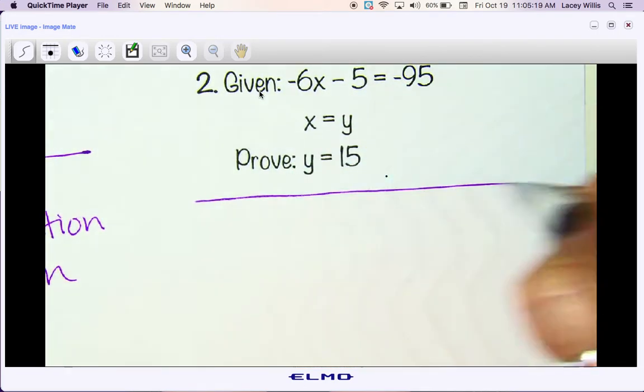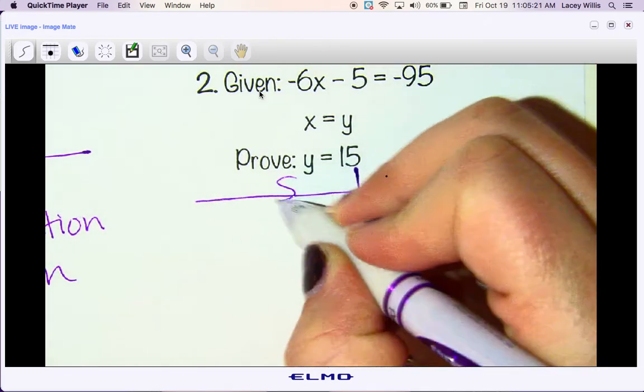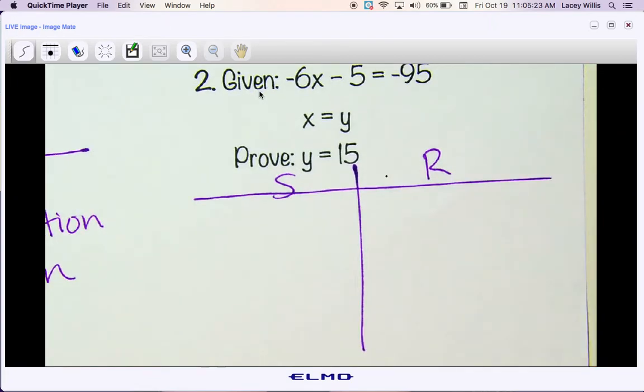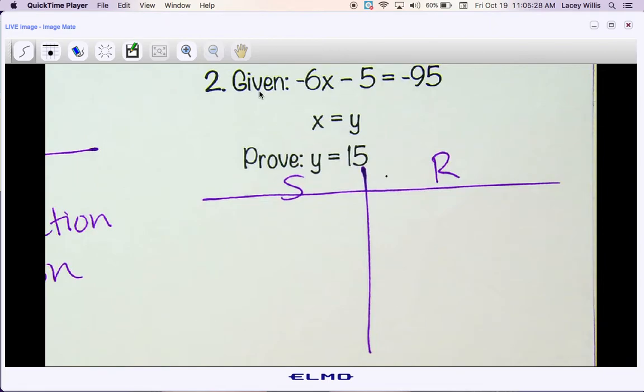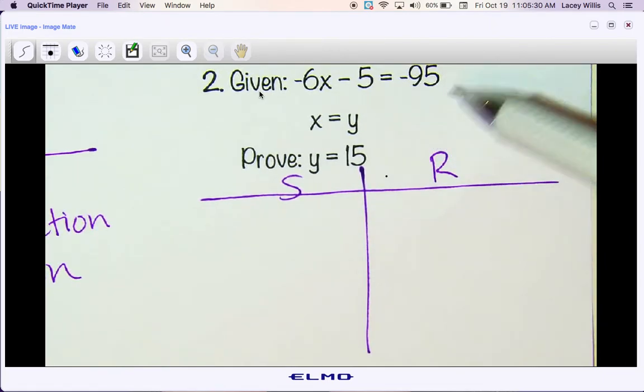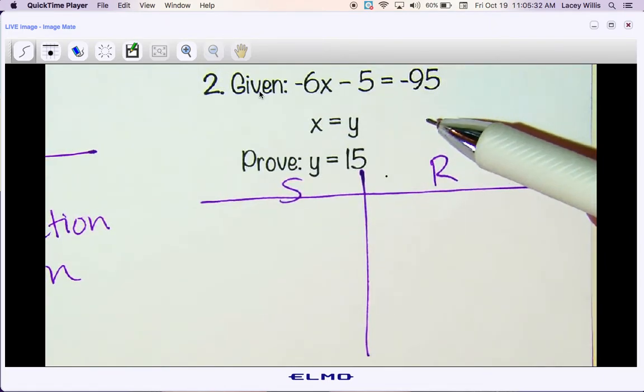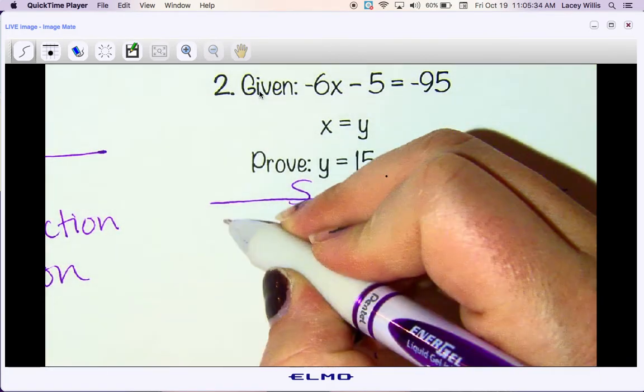So again, where do you start? Statements and reasons. Okay, what goes first? The equation, what you were given. Whatever you're given. This one has 2 things. Sometimes there's one, sometimes there's more. So whatever is given to you, you list all of them.